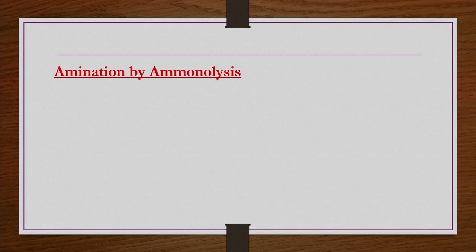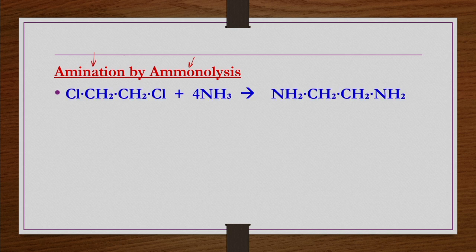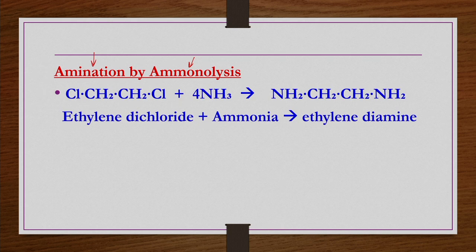Then amination by ammonolysis. Amination is nothing but adding an amine group, NH2 group, to an organic component. So that reaction is taking place by adding ammonia. It can be done in different ways also, and we are going to see those. Let us say you have ethylene dichloride, and if you react it with ammonia, then you get ethylene diamine. This NH2, if you get, it is becoming an amine.